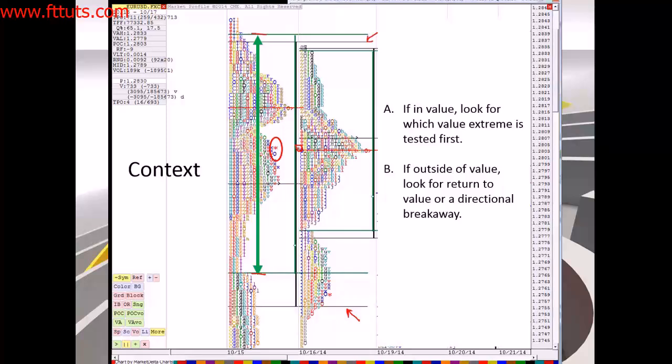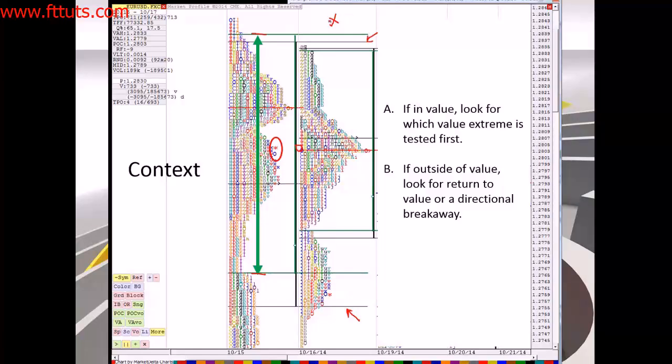If, in fact, we had opened outside of value, then we would be looking to see, are prices going to return to value, or are we going to see some sort of a directional breakaway from value? So in other words, if we had opened up here and the market now was in territory above the value area, then there are two possibilities.